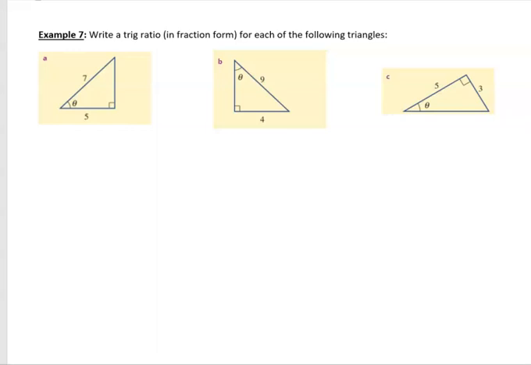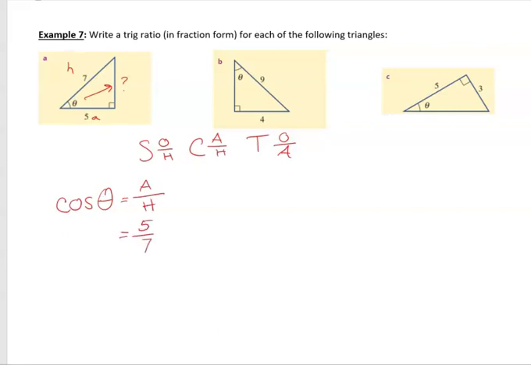So now we have to think. I'll write it again. So, ka, toa. And now we've got to figure out which one we are looking at. So for theta, if I use sine, I don't have an opposite. But what I do have is a hypotenuse here, and an adjacent, which means next to it. Which one has that? That looks like cosine to me. So in this case, cosine theta will be equal to A over H, which is equal to 5 over 7.